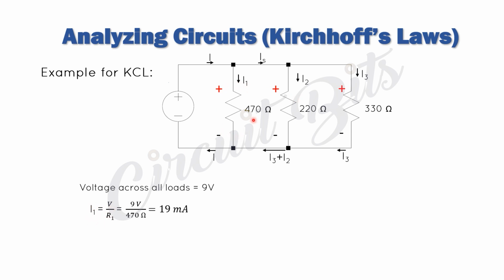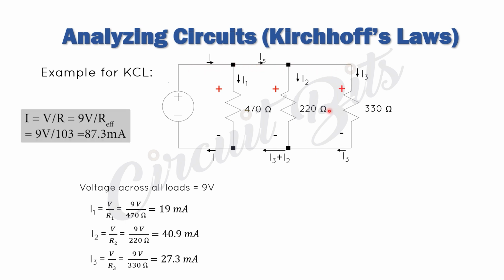If we do that for the first resistor, we'll find the current flowing through it as 19 milliamps. So we have 19 milliamps flowing through R1. For R2, we have 9 volts, which is the voltage across it, divided by 220 ohms, which gives us 40.9 milliamps. We follow the same process for R3, which gives us 9 volts divided by 330 ohms, and gives us 27.3 milliamps. We can see that we have different currents flowing through these resistors, different currents coming into the individual nodes. So our currents divide as they move across the network.